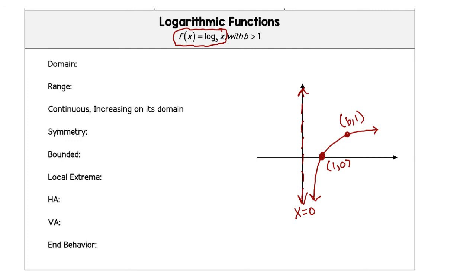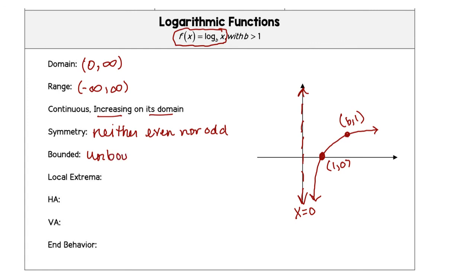That's our base, 1. All right, so our characteristics: our domain is going to be from 0 to infinity. Our range is from -infinity to infinity. It is continuous, increasing on its domain. The symmetry is neither even nor odd. This is unbounded. Local extrema is none. This is not stopping for anything. Horizontal asymptote is none. Vertical asymptote is at x equals 0.